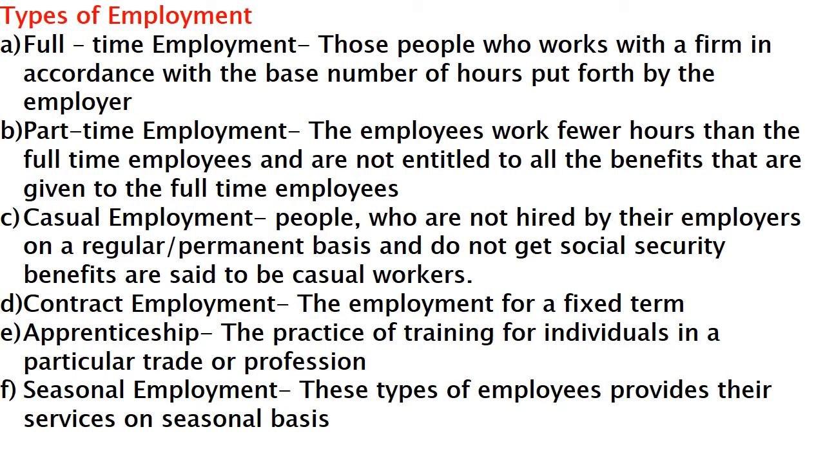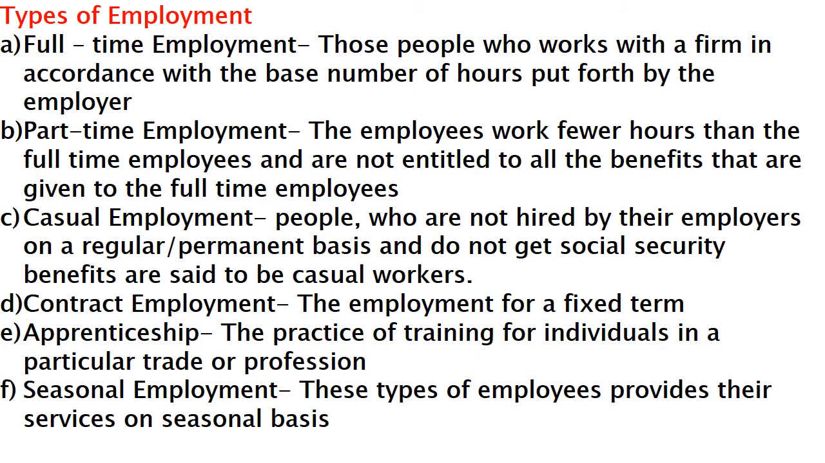Then casual employment, that is people who are not hired by their employers on a regular or permanent basis and do not get social security benefits. For example, if you are working with a firm for a period of 5 to 6 years, and your working time is from morning 10 a.m. to evening 5 p.m., then that is full-time employment. Part-time employment means you have fewer hours, you are working 2 to 3 hours with your firm, then you are a part-time employee.